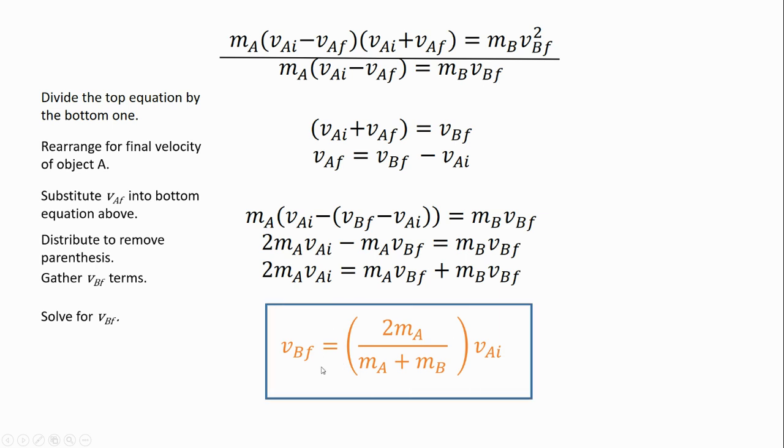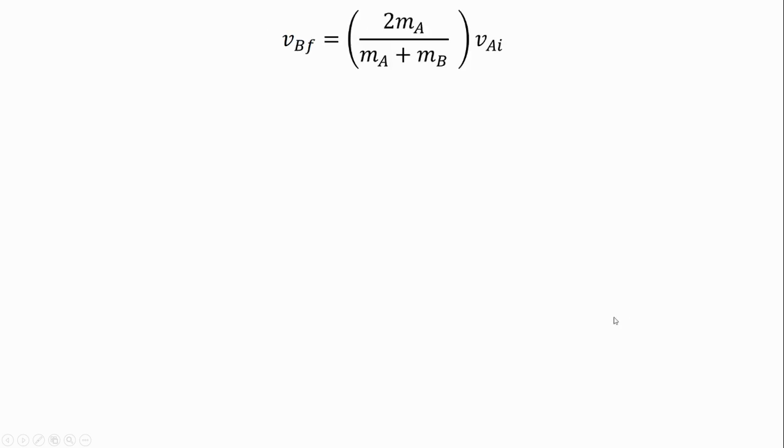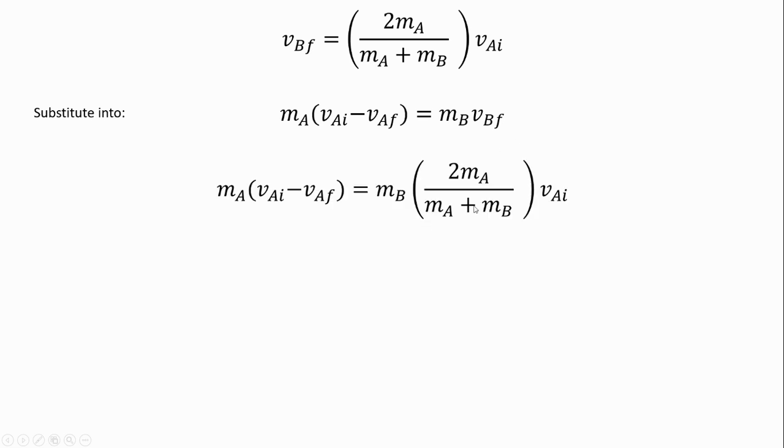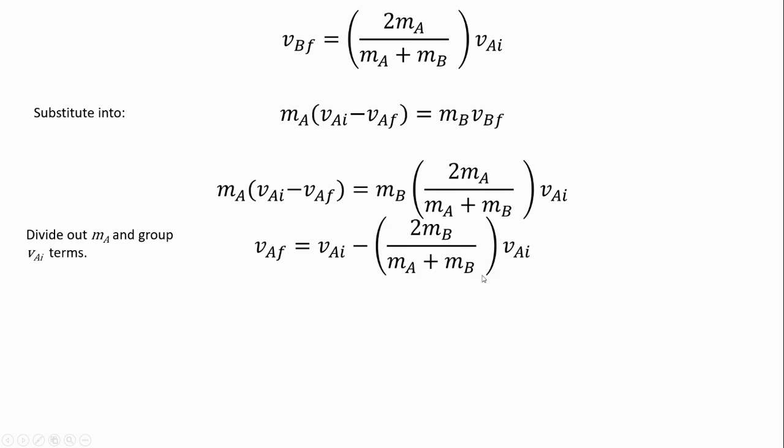So that gives us one of the final velocities, and we can substitute that back into the equation. Just substitute it right here for VB final. So I'm substituting this whole thing in here for VB final. Notice the MB stays, and then the VB final gets replaced by all of this. Divide out the MAs here. They'll divide out, and we end up with this term.